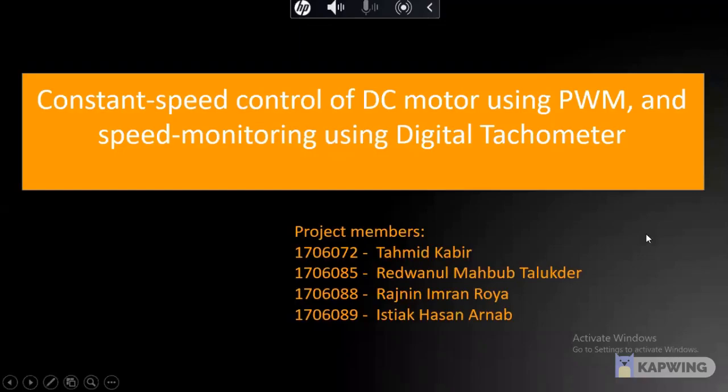Hello everyone. The title of our project is Constant Speed Control of DC Motor using PWM and Speed Monitoring using Digital Tachometer. The project members are 72, 85, 88, and 89.